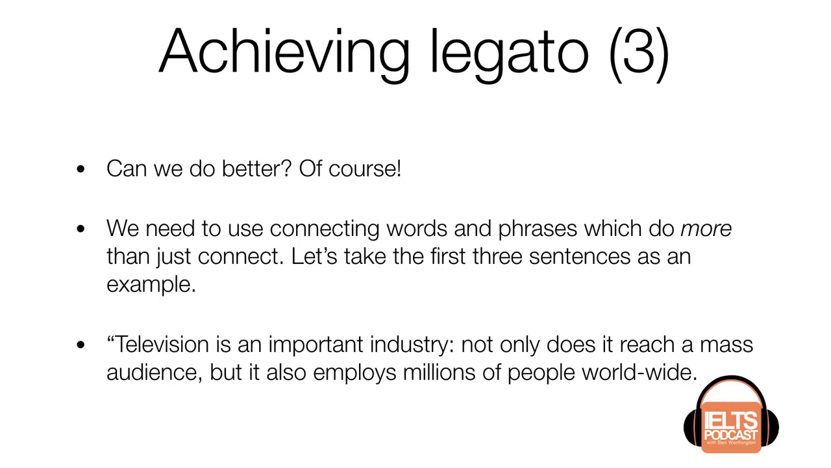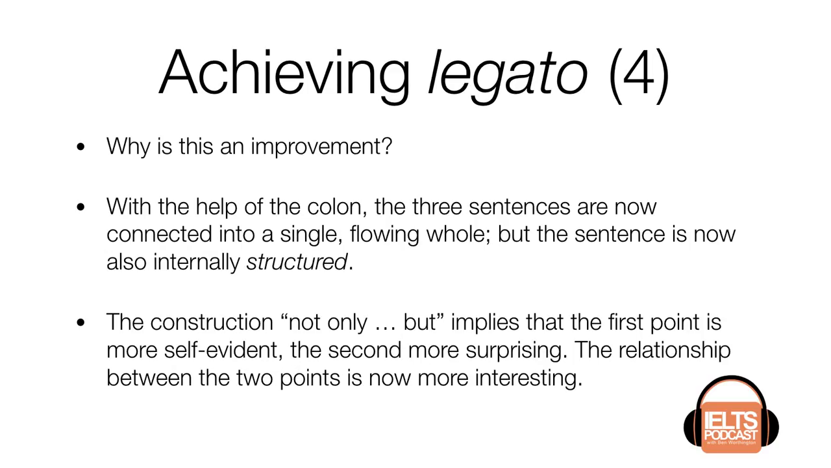So let's look at the first 3 sentences as an example. Television is an important industry. Not only does it reach a mass audience, but it also employs millions of people worldwide. Now we've used a very useful structure of not only does it do this, comma, but it also does this. Now this is an improvement because, first of all, with the help of the comma, the three sentences are now connected into a single flowing whole. But the sentence is now also internally structured.